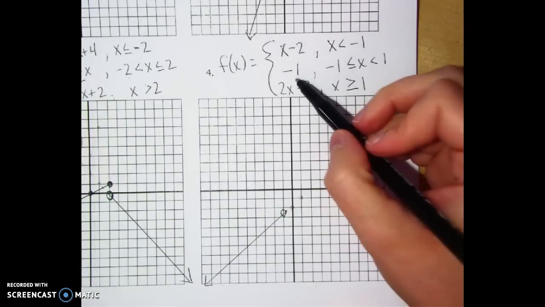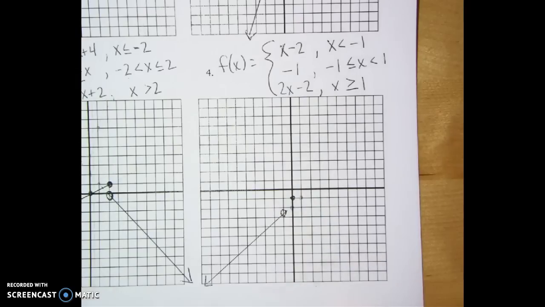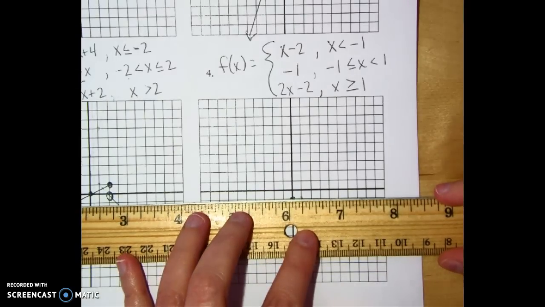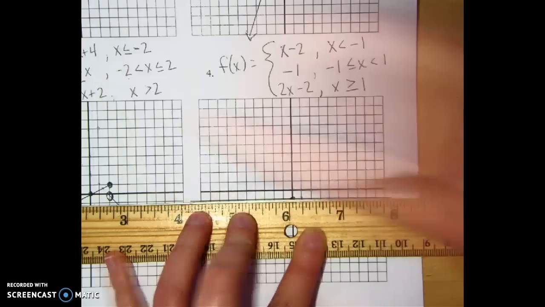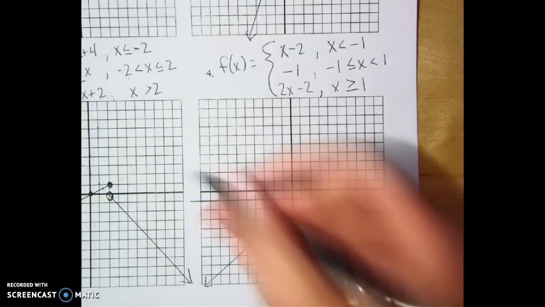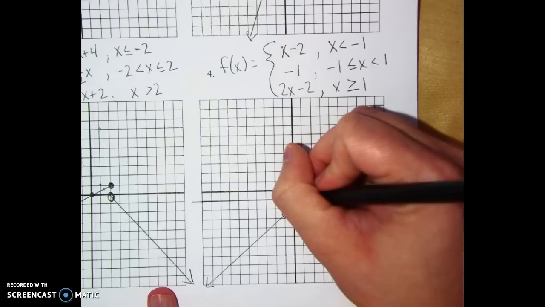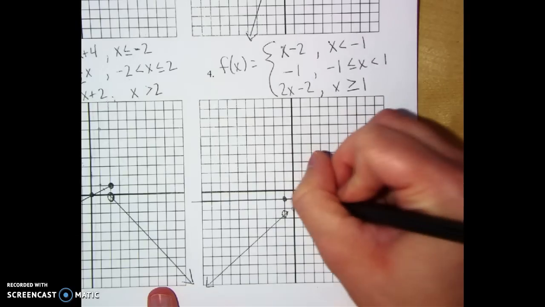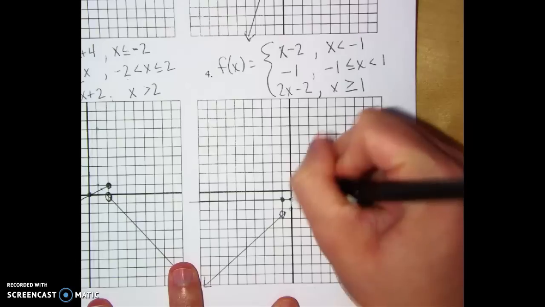Okay, next one is just the line -1. So you should just have a straight line across. And you need a dot at -1, and that one's closed, and you need an open one at 1. Sorry, I don't know if that looks open or not. Hang on.